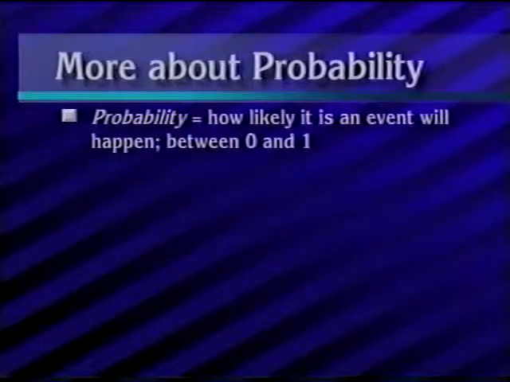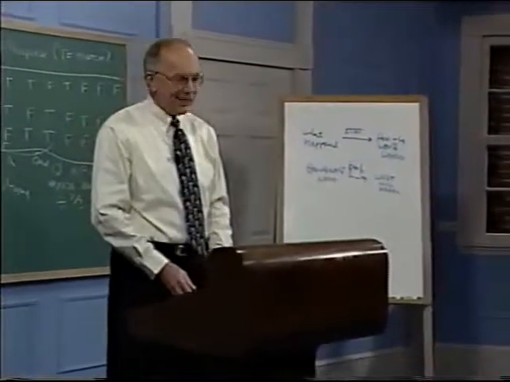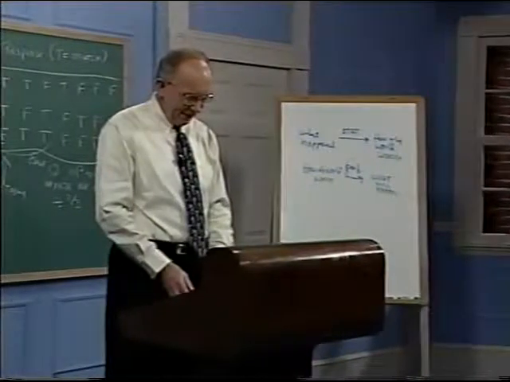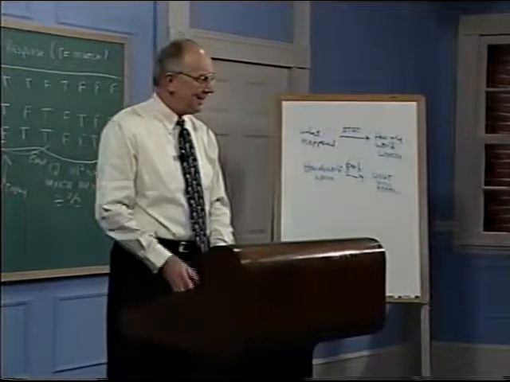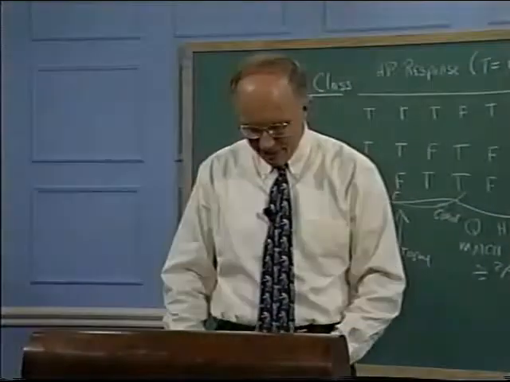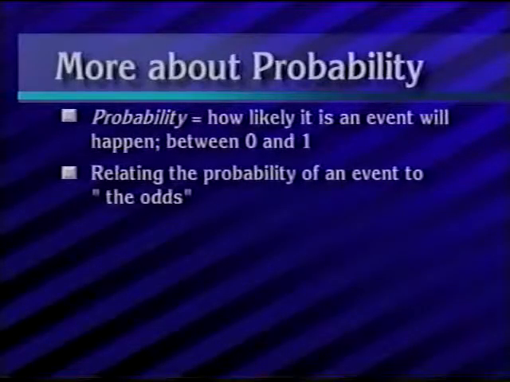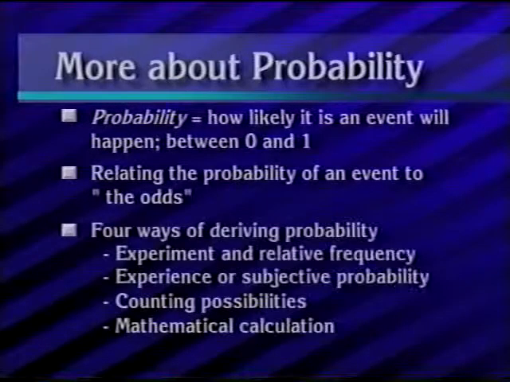The probability of an event ranges between 0 and 1. Now, a probability that is at 0 essentially never happens. And I'll come back and explain what that means. I also want to talk to you about how probability relates to the odds, because you may hear probability and the odds mentioned. I also want to talk about 4 ways of deriving probabilities.